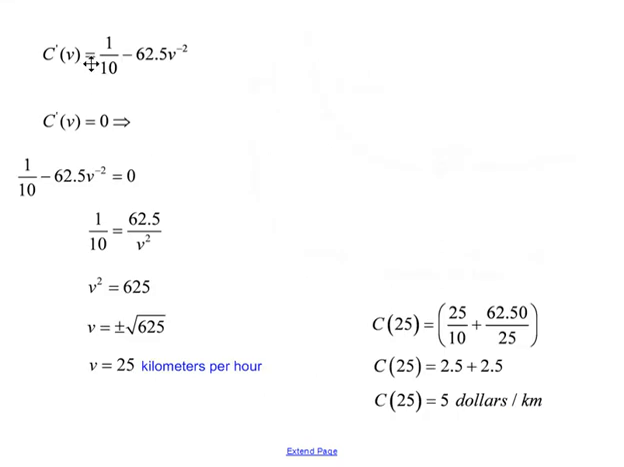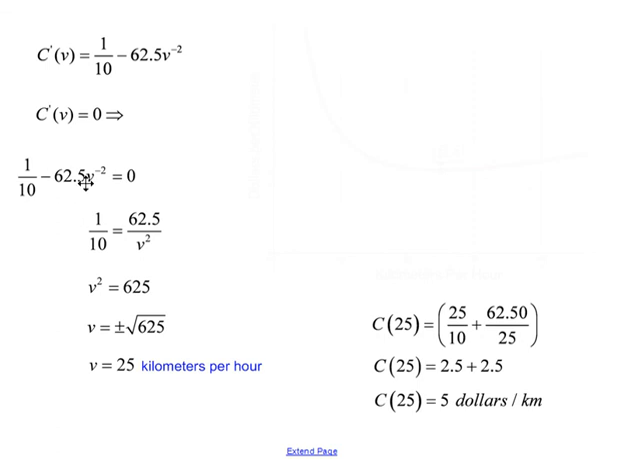So here, I take the derivative of the function, which is 1 over 10 minus 62.5 v to the negative 2. That's just using the standard power rule. I'm interested in when the rate of change in the cost is 0. That is, when is the cost per kilometer going to stop decreasing and start increasing? That's where my minimum is going to be located. So I need to solve the equation 1 over 10 minus 62.5 v to the negative 2 equals 0. The rest of this is algebra.